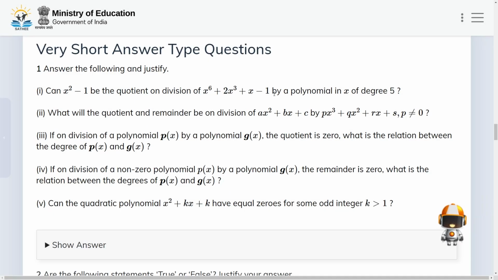Hello students, welcome to this lecture 1, Polynomials. In this lecture we will discuss NCERT Exemplar problem 1, Polynomials. Okay, so let us start.